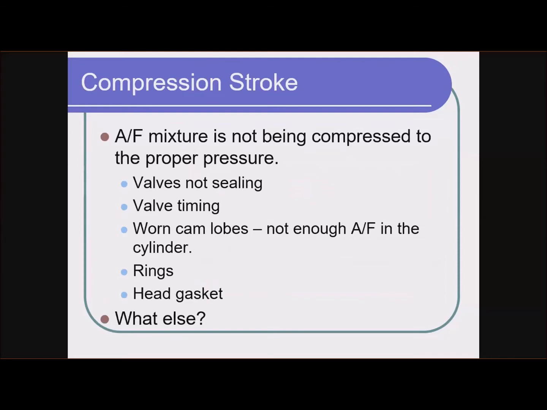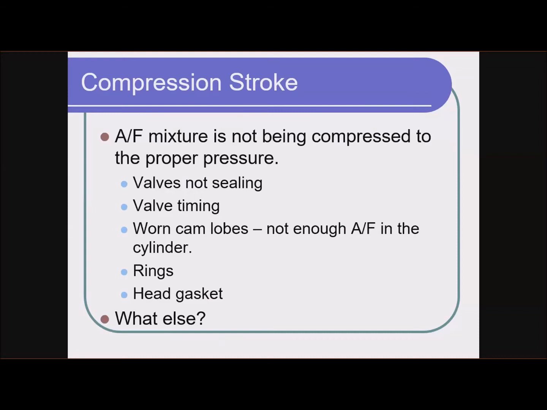If we move on to the compression stroke, what can go wrong on the compression stroke? Well, air-fuel mixture not being properly compressed, right? So maybe the valves aren't sealing. I think you all saw what happened on that Subaru motor, an interference engine, when the timing belt snapped. All the exhaust valves are bent, so they don't close. So when the pistons come up on the compression stroke, it just pushes all the air right out the exhaust. So building up no pressure at all.